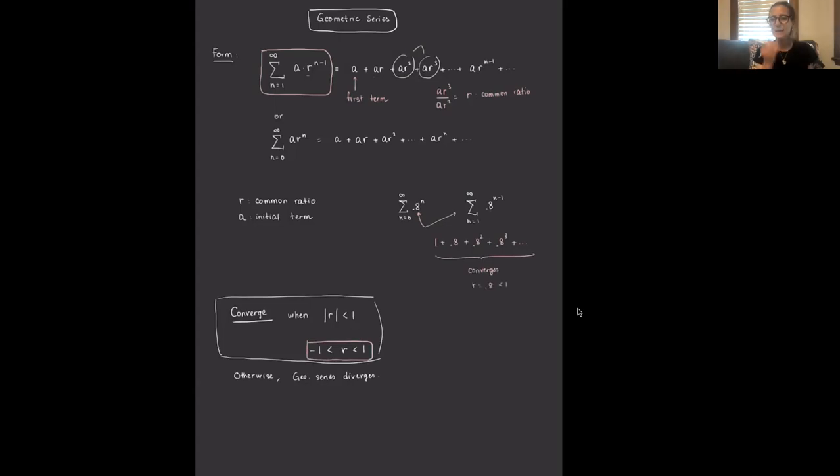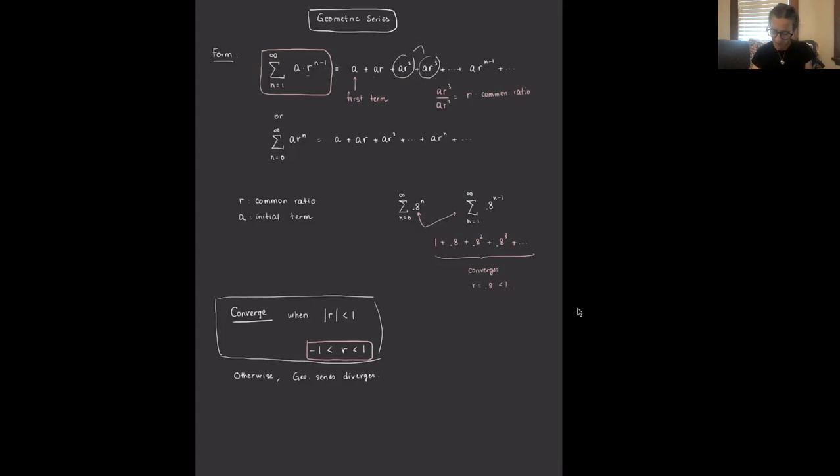So we're going to find out a couple of things next. Why does it converge when r is between -1 and 1? That's one question we'll answer. And the second is, what does it converge to? Can we actually find the sum of this series?